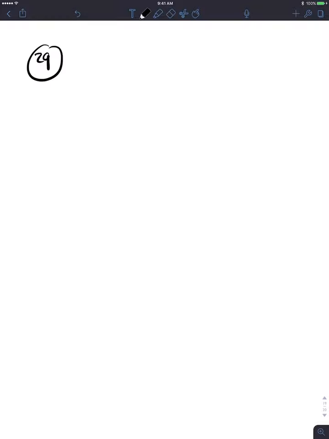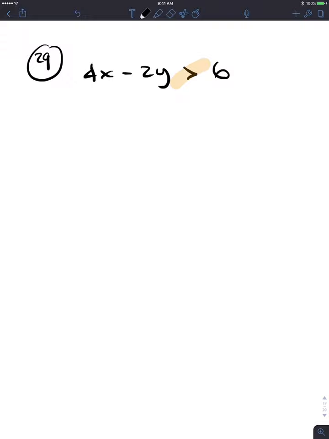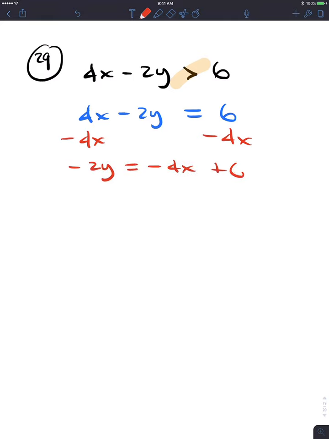Number 29, 4x minus 2y is greater than 6. This is a strict inequality. So we're going to start by graphing the equality. We're going to do this by solving for y, putting this in slope-intercept form. We have -2y is -4x plus 6. We divide by -2.